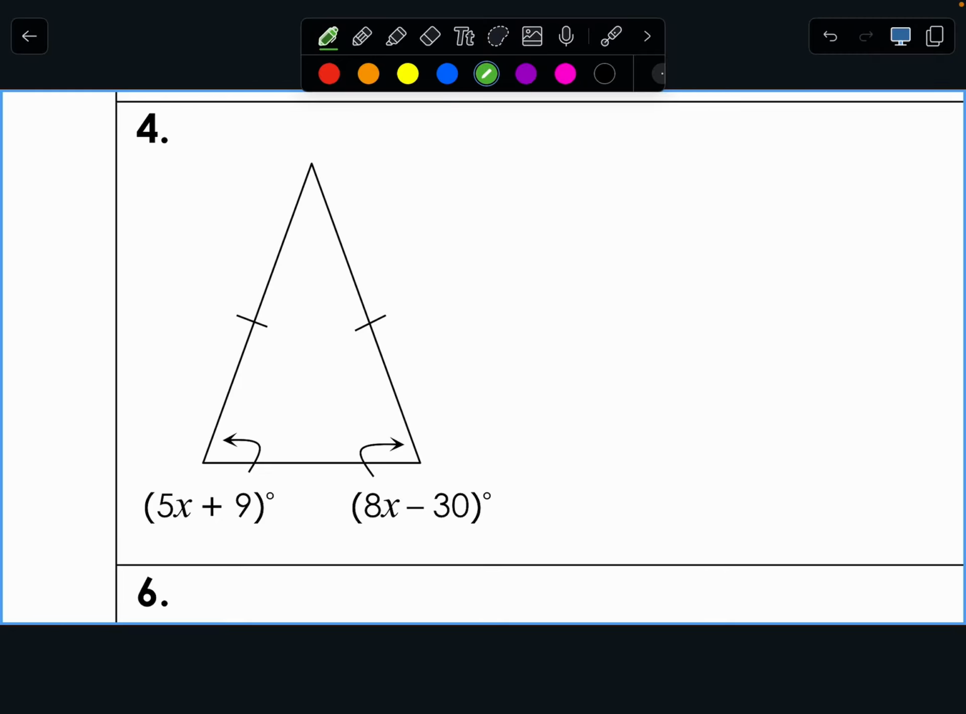What do I do with this? So I know where the sides are congruent. Where are the angles congruent? The two at the bottom. These two are the same, right? And what is the symbol for same in math? Equals. When it's an equation, it's equals. So then we put 5x plus 9 equals 8x minus 30.